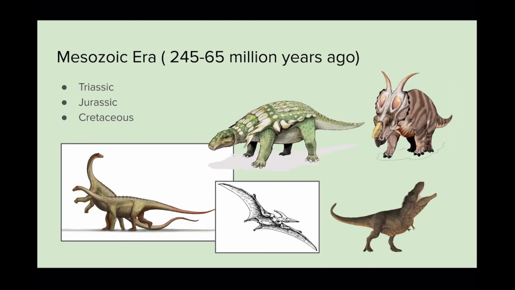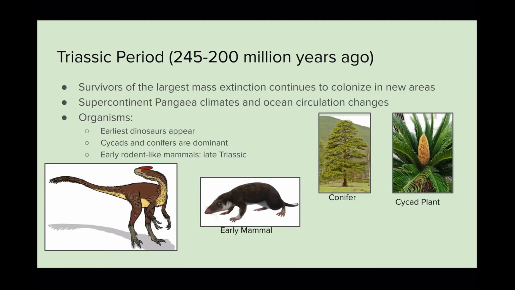The next era, the Mesozoic, lived on from 245 to 65 million years ago. The first of this era was the Triassic, the period we may all be familiar with for the earliest dinosaurs' appearance. There are also other organisms that are survivors of the mass extinction that spread and colonized in new areas.